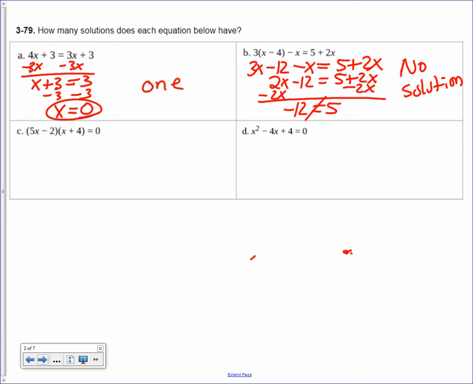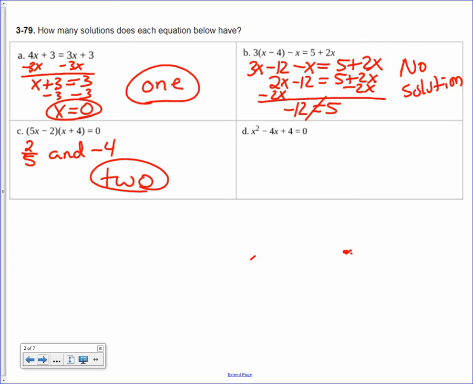For C, I can use the zero product property and know that 2/5 and negative 4 are solutions. So it has 2. And for D, if I factor it, I get x minus 2, x minus 2. So I know that 2 is the only answer, so it has one solution.